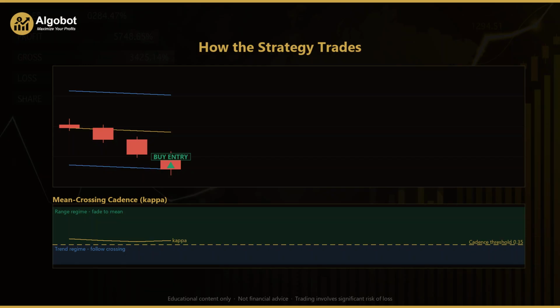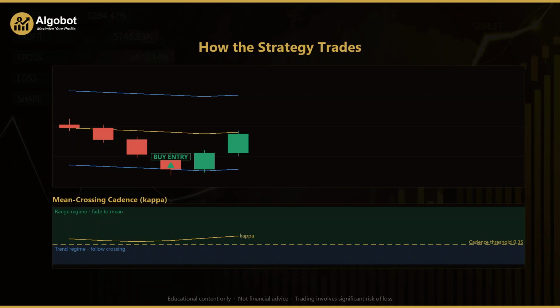Below the price, you can see the cadence subpanel, showing kappa against its threshold of 0.35. Notice that throughout this whole sequence, kappa stays above that threshold. That is what tells the strategy we are in a range, mean-reverting market, and so the fade playbook is active rather than the trend playbook. Let's follow the first few candles.